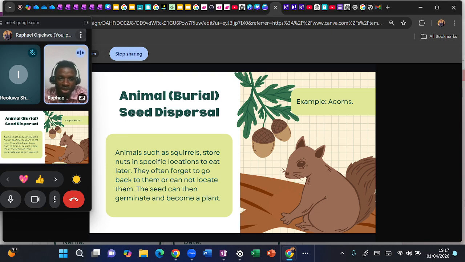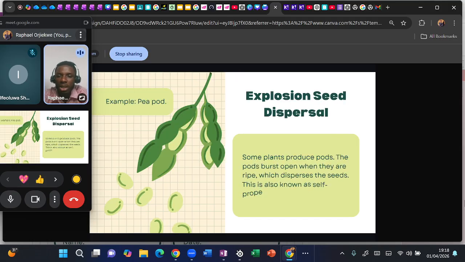Do you have any question on that? No. Okay. So it seems that's very clear enough. Example is acorns. Acorns. That's an example. Then we have a new one now. We are done with animals.